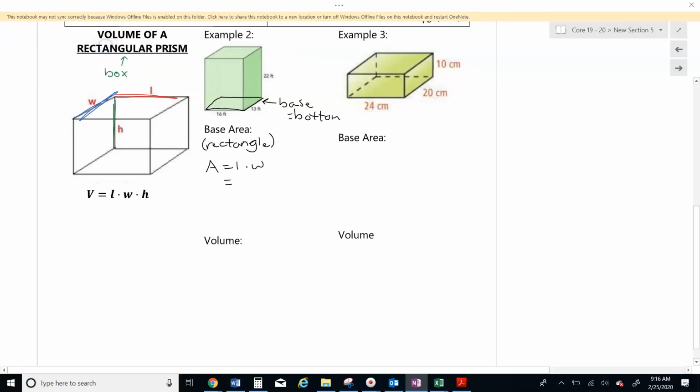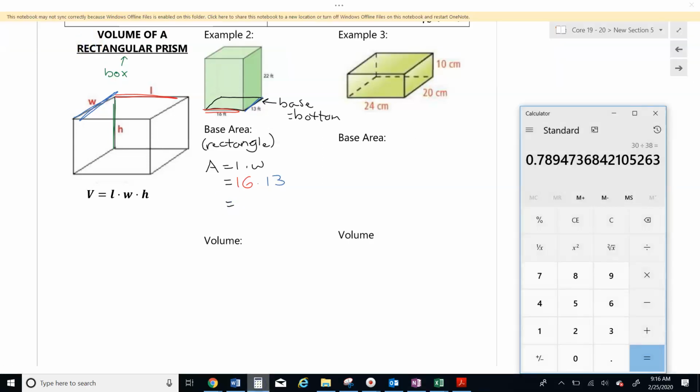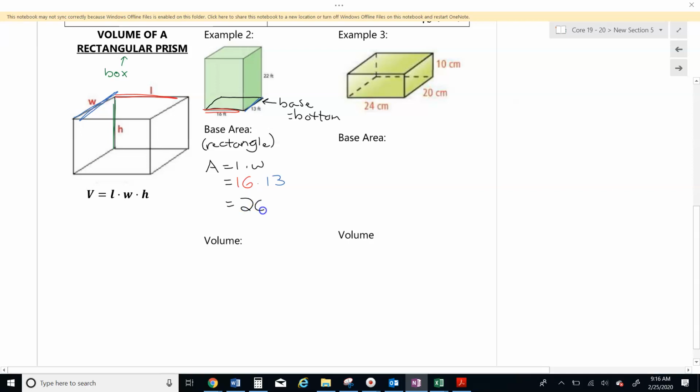Our length is 16. And our width is 13. I'm not going to worry about doing that in my head. 16 times 13 is 208. Our unit is feet. And this, again, squared, it's the base area, the actual base of it, it's just that rectangle, is 2-dimensional.